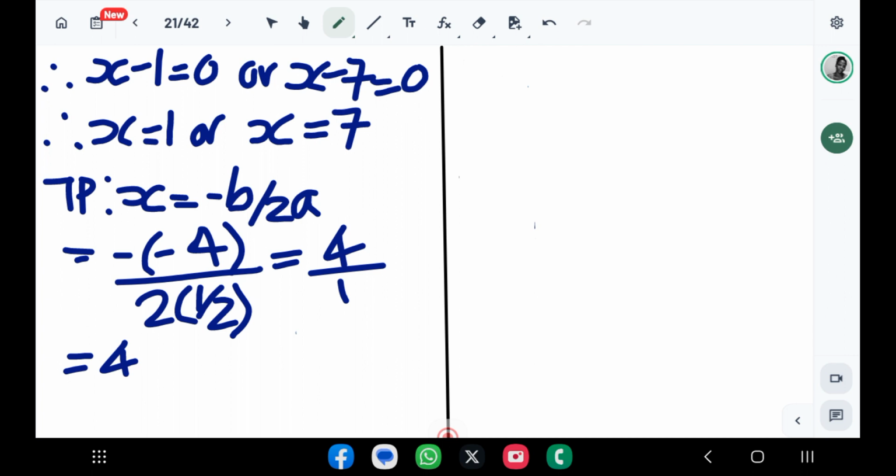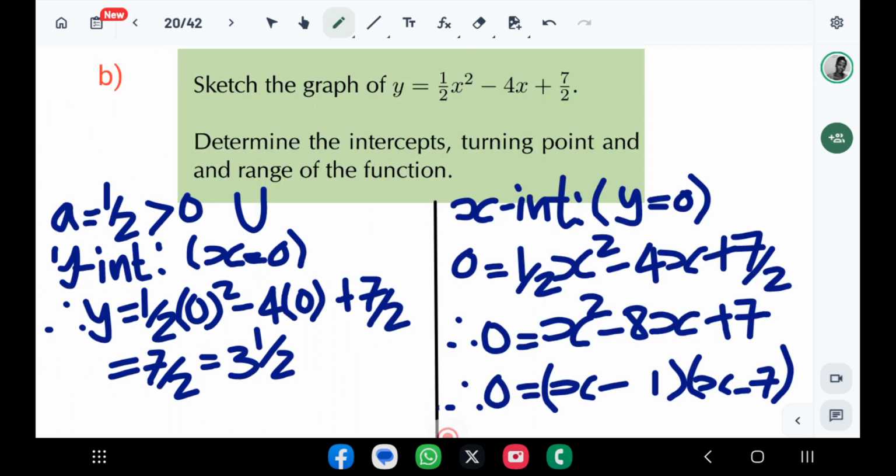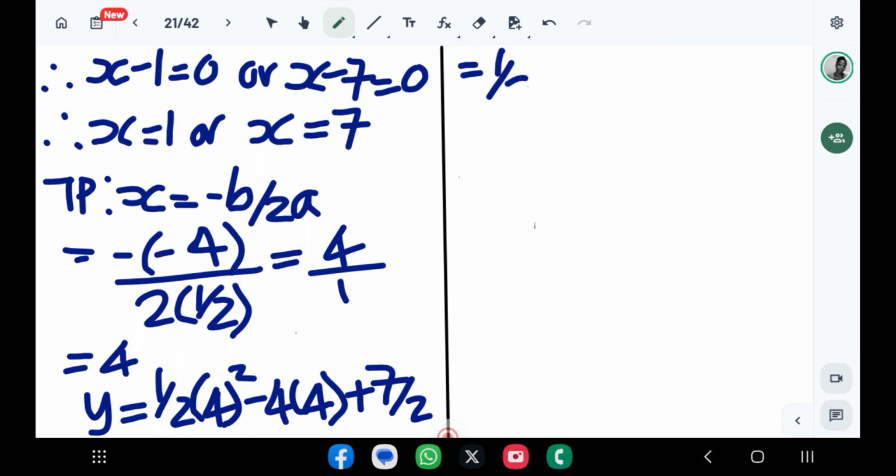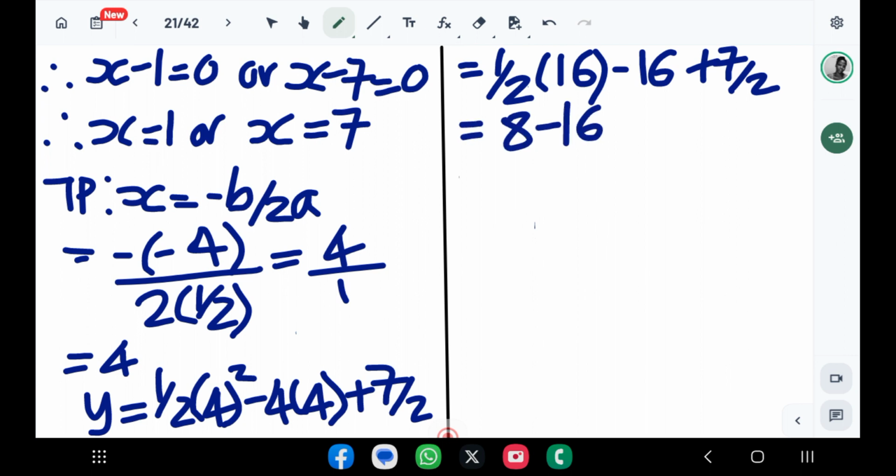Now let's figure out what the y coordinate is. So that is equal to half times 4 squared minus 4 times 4 plus 7 over 2, which is equal to half of 16 minus 16 plus 7 over 2. Half of 16 is 8, so that's 8 minus 16 plus 7 over 2. 8 minus 16 is minus 8 plus 7 over 2.